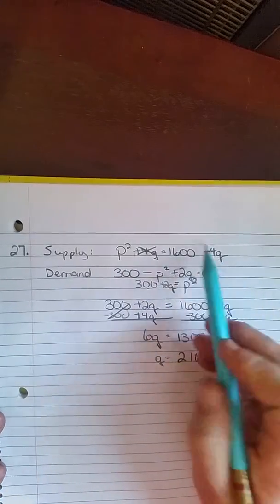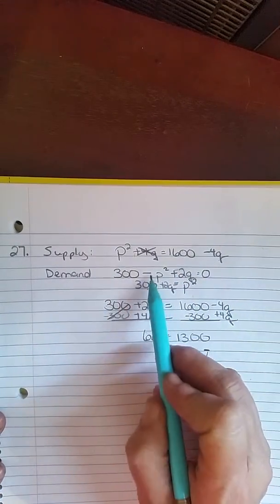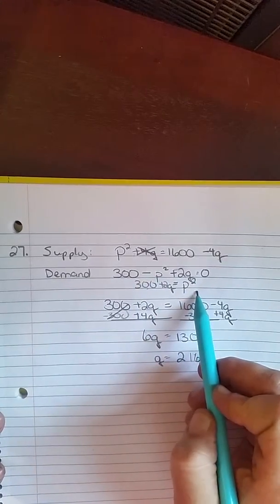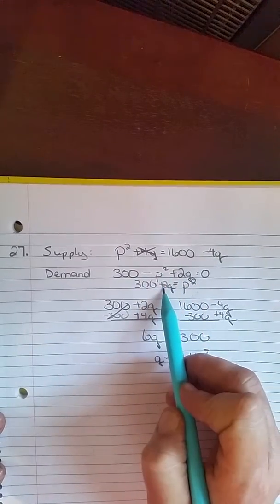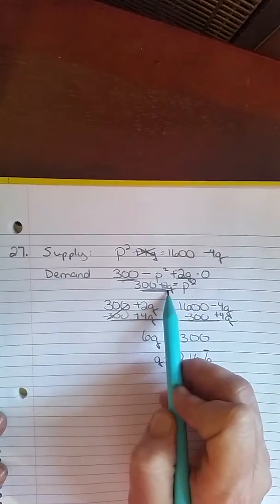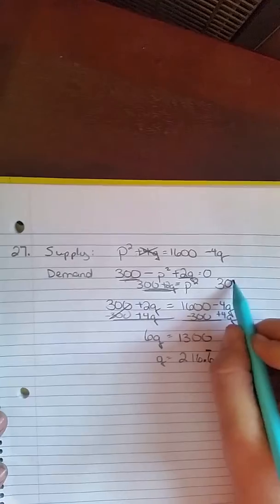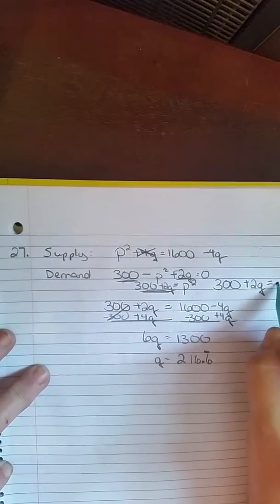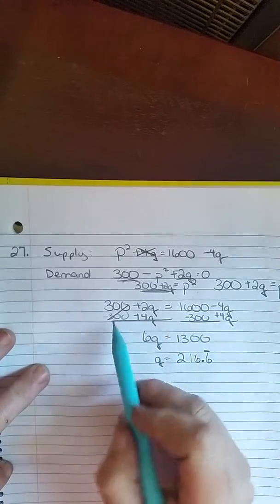So I have reworked it here. Subtracted the 4Q. Move the P squared over here. Move the 2Q over here. Nope, same side, so they stayed the same. So that, if you can't see it, is 300 plus 2Q equals P squared.